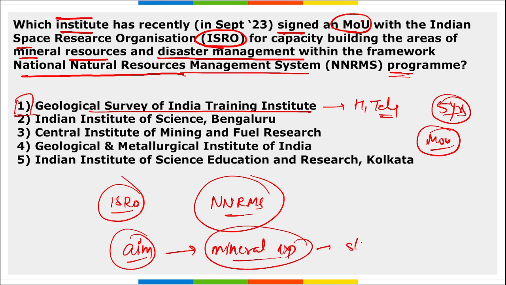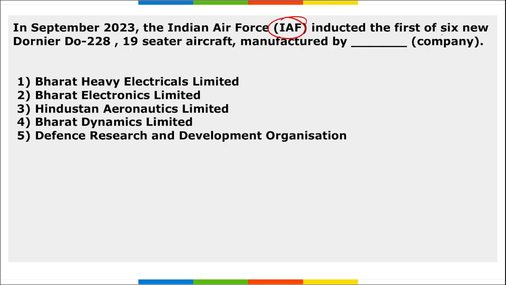So that skilled labor can be made, or various skills can be provided to those people in this particular area. Indian Air Force conducted the first of the 6 new Dornier Do 228 19-seater aircraft that was manufactured by HAL. So first of all, remember this Dornier Do 228 aircraft.